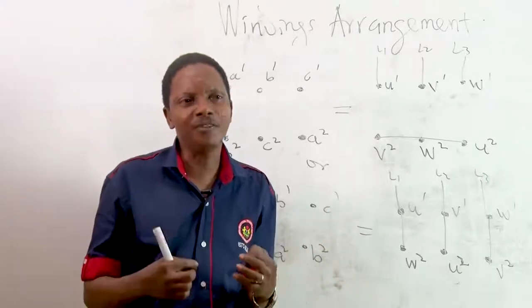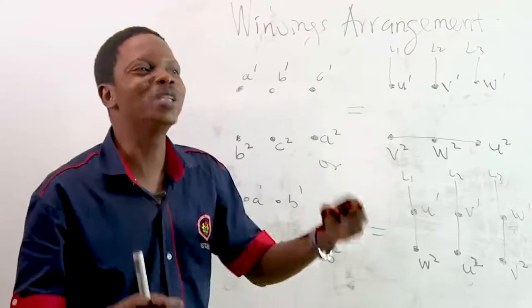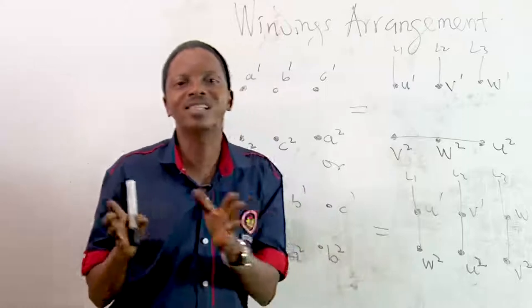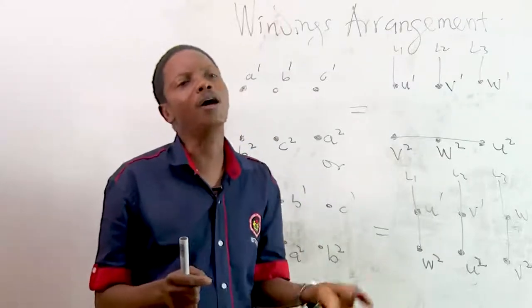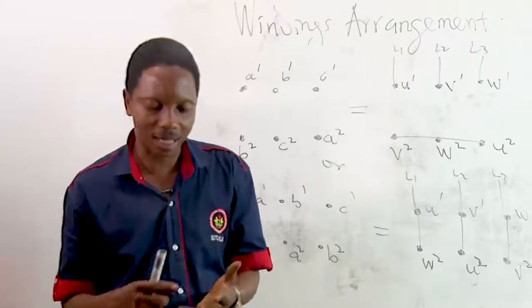Asynchronous motors are self-excited, meaning they are excited with the same source that powers them, which is AC. But for synchronous motors, you have to use a DC source to excite it.